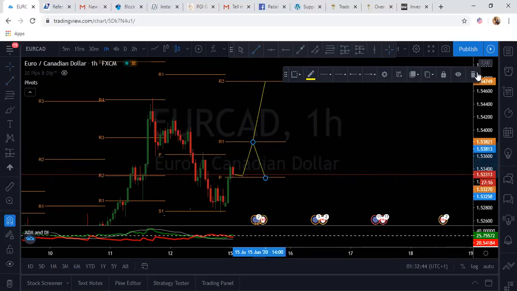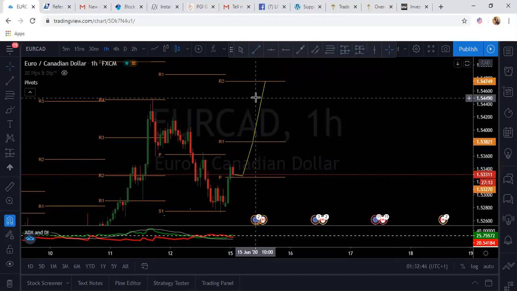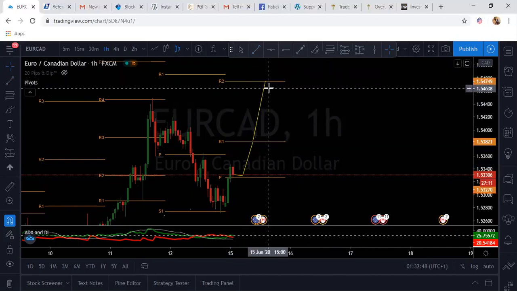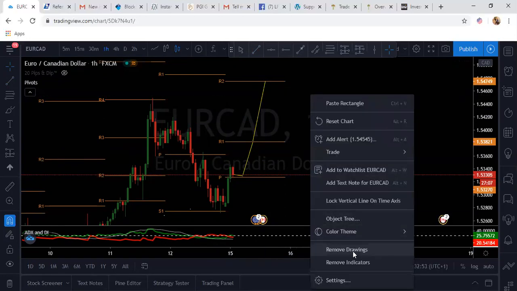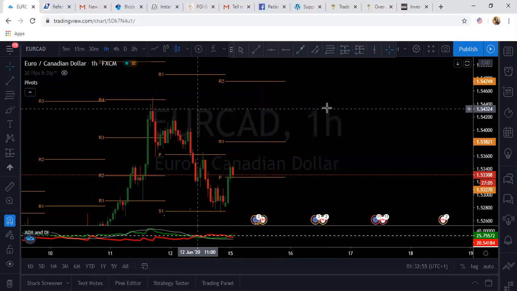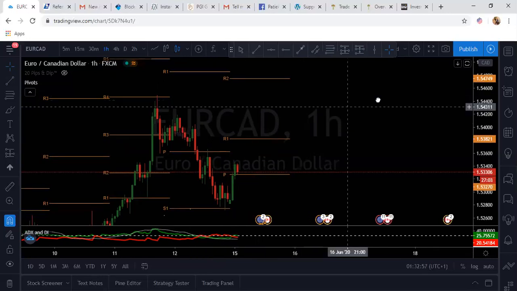Let me put all these multiple confluences together so you see how they align and how they help us to kill this market.